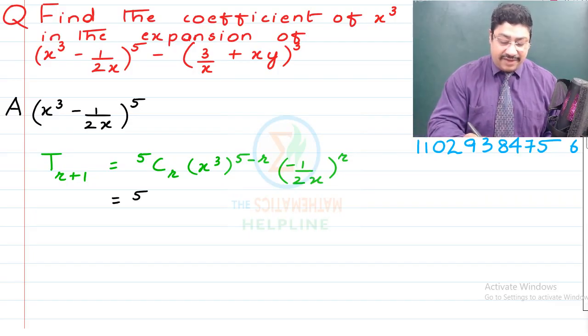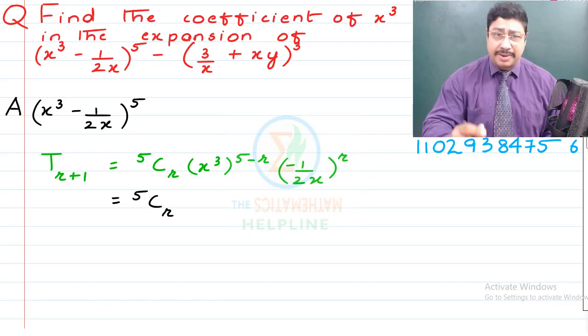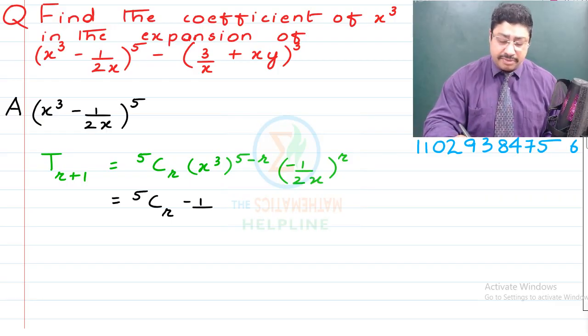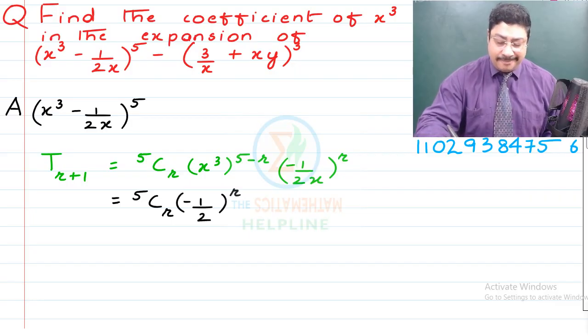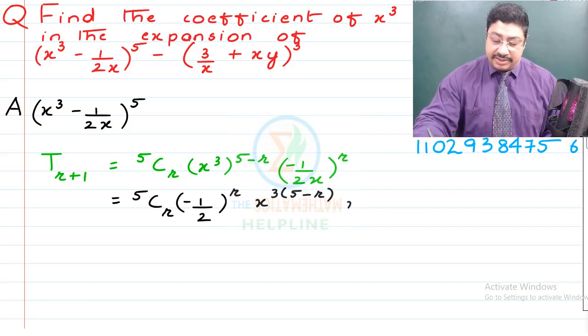Now, as you know, 5Cr is going to be a natural number. So that's a constant which will be multiplied with the term containing x cubed. Fine. Then we will have some power of x which will come, right? And further, the other numbers associated will be minus 1 upon 2, raised to the power r. And the power of x will be 3 times (5 minus r), right? And further, this is multiplied with x raised to the power minus r.